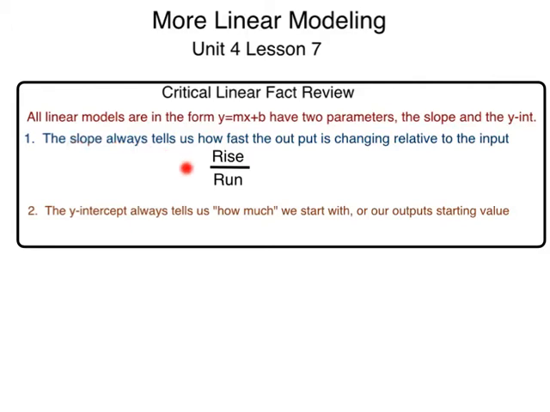The slope always tells us how fast the output is changing relative to the input. It's our rise over run. It's our delta change, our change of y over our change of x. The y-intercept always tells us how much we start with, our output's starting value. That is where x equals 0.